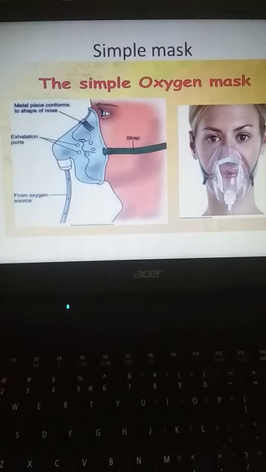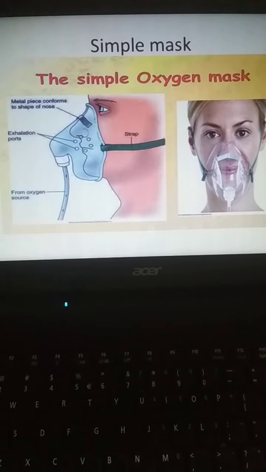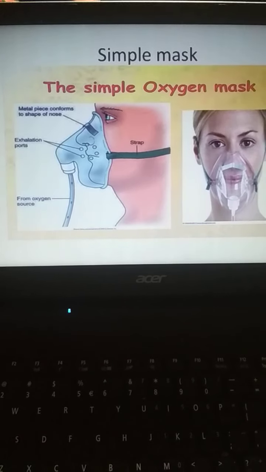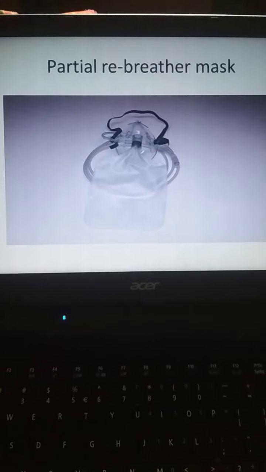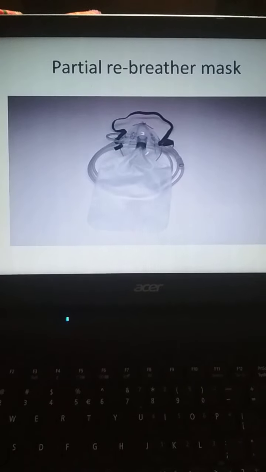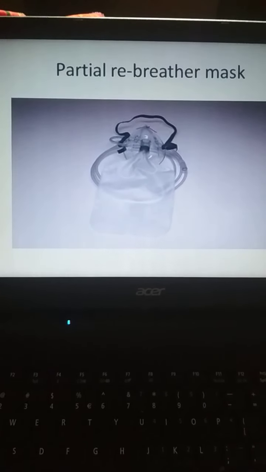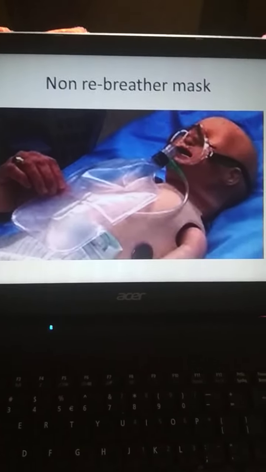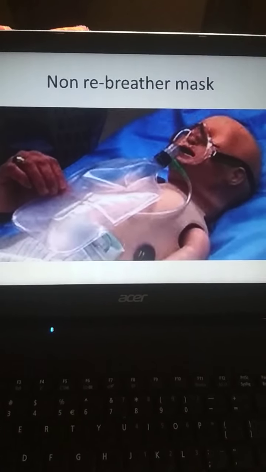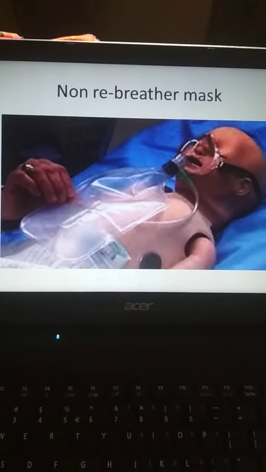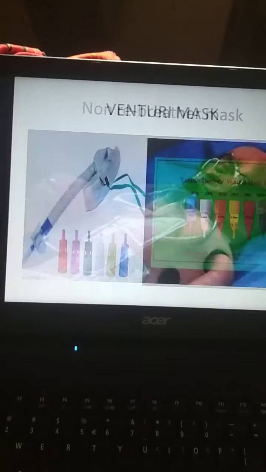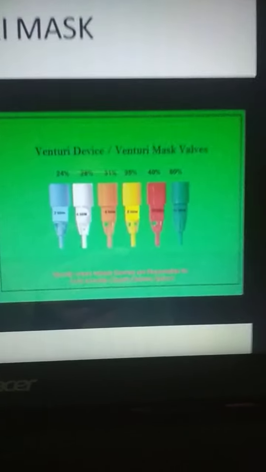Then simple mask. The simple mask delivers about 35 to 60% of oxygen with the flow rate of 6 to 10 liters per minute. Then comes partial rebreather mask, which delivers about 80% of oxygen with the flow rate of 6 liters per minute. Then non-rebreather mask, which provides the highest concentration of oxygen, about 95 to 100%, with the flow rate of 6 to 15 liters per minute. Then Venturi mask. I hope you are all well aware of it.